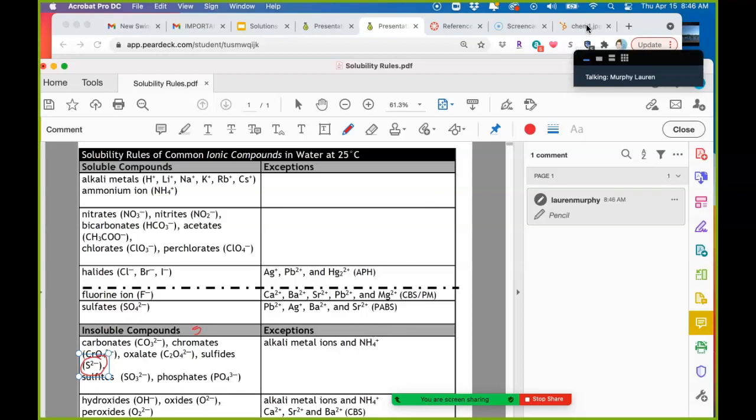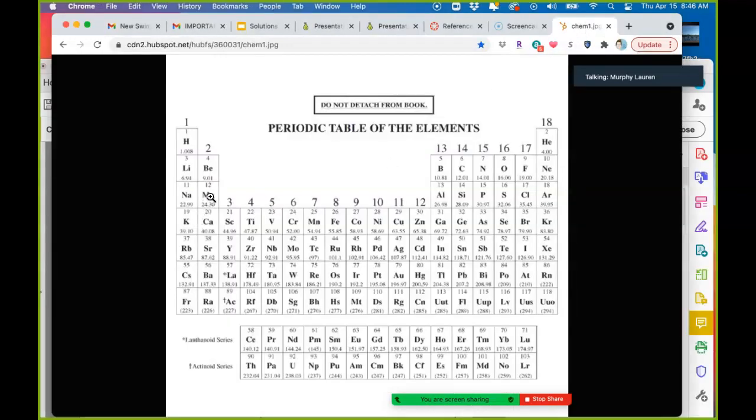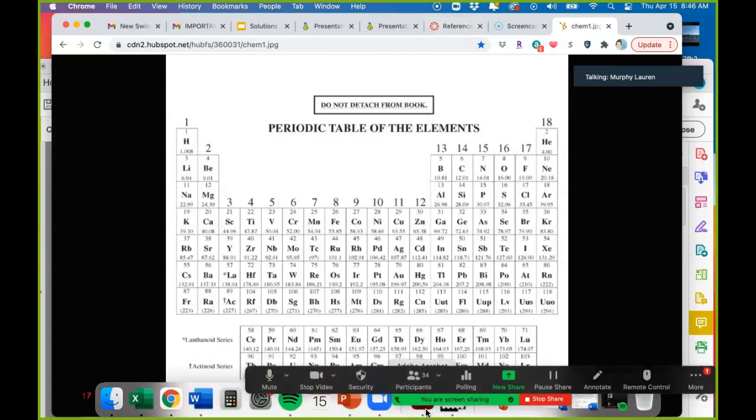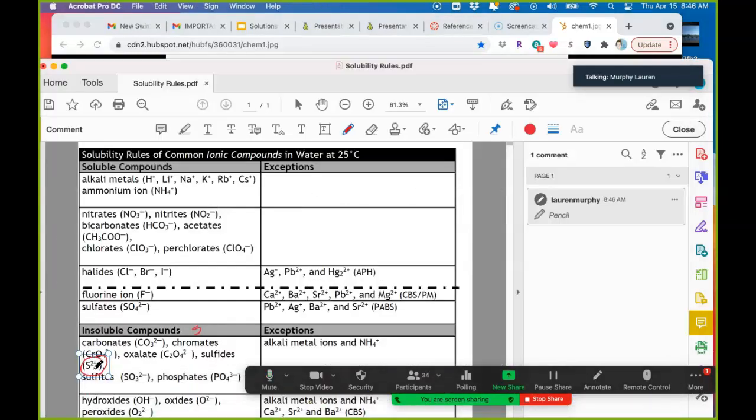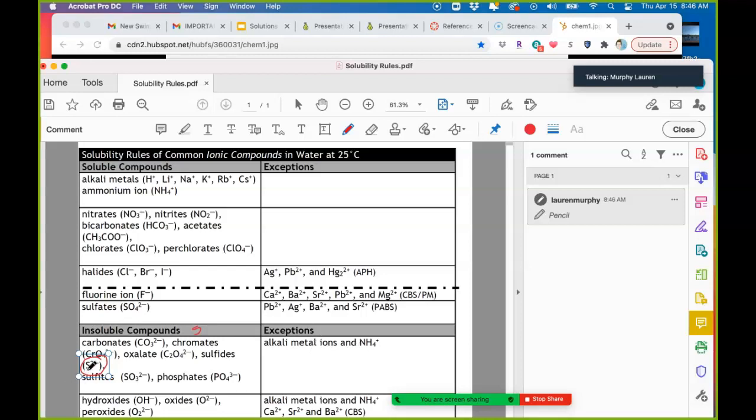Now, you got to be careful. Magnesium is an alkaline earth metal. It is not an alkali metal. So this stays insoluble. It's a sulfide. It's not with one of these. It's with magnesium, not an alkali metal. It's an alkaline earth metal. So this stays solid. So I can't circle that one either.